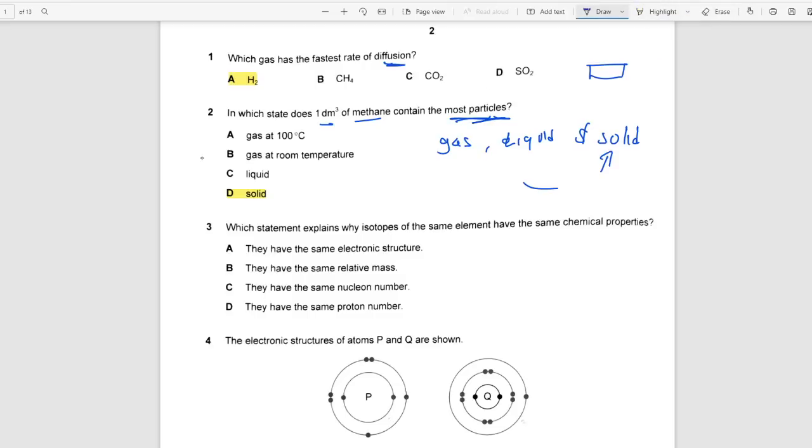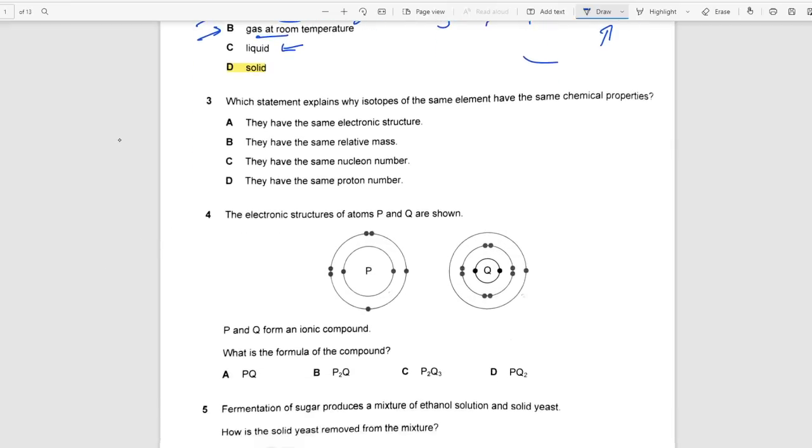It can't be a gas, as I told you. It can't be a gas because gas is spread apart, and especially if it's at 100 degrees, it has enough energy to keep moving around and even expand more. So this one should 100% be wrong. Neither can gas at room temperature even work, neither can liquid, because liquids do move around and bounce on each other. We move on to question 3.